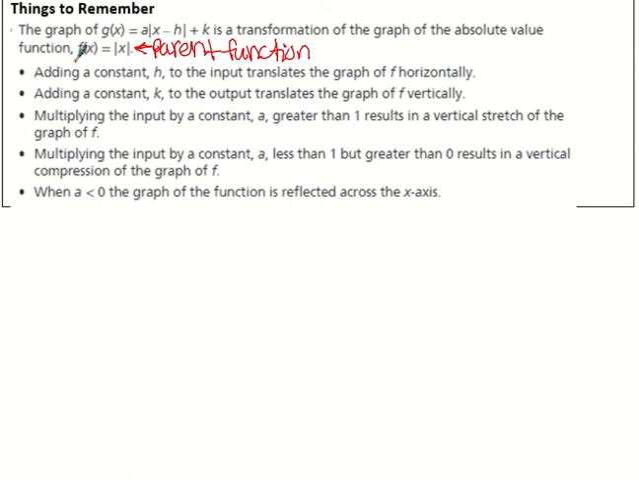So adding a constant h is going to translate the graph horizontally. Adding a constant k is going to move it vertically, right? Horizontal left and right, vertically up and down. Multiplying the input by a constant a greater than 1 is a vertical stretch. If our a is less than 1, it's going to be a compression. And then it says when a is greater than 0, the graph of the function is as is; when a is less than 0, the graph is reflected. So that's when it's flipped over, right? It's upside down. Where you guys made fun of me today.